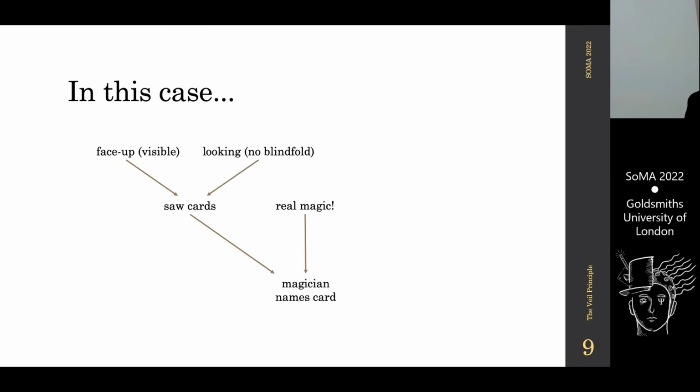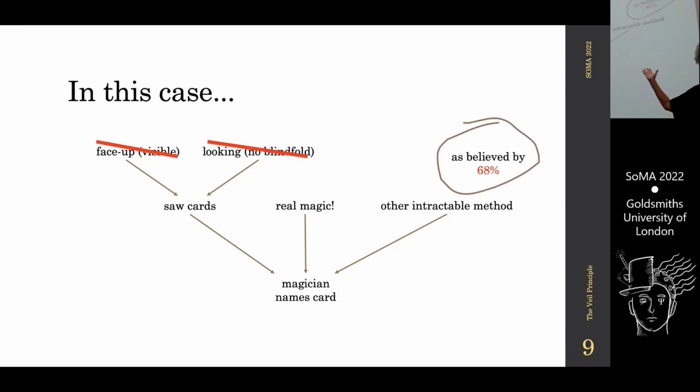How does that apply in our case? Well, the magician names a card, and the way the magician presents that naming of the card is either he could see the cards or it was real magic. Well, it couldn't be real magic, so he must have seen the cards. Well, if he saw the cards, they needed to be visible and he needed to be looking at them. Well, they weren't visible and he wasn't looking at them, so he didn't see the cards, but it can't have been real magic, so there must be some other reason. And that's what 68% of people said.